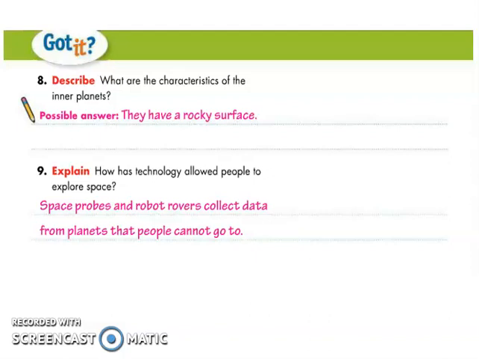So let's thank the inventors, the astronauts, and astronomers who invented the space probe because it's dangerous to go to outer space. But the space probe could be the replacement of humans to land on other planets, and then they could gather information and data, okay, to do some research.